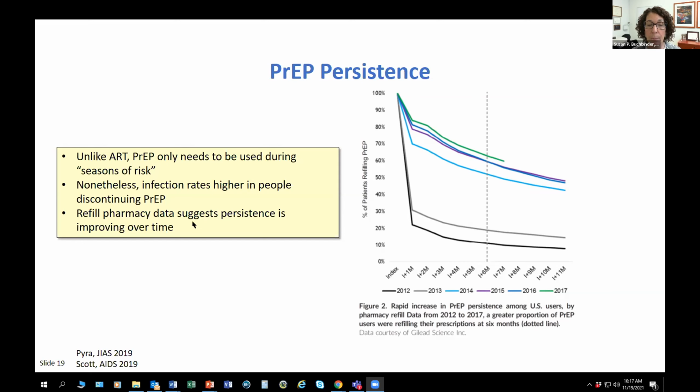And I'm going to show you some data on people stopping PrEP and the high rates of infection in those groups. We have refill or pharmacy data that suggests that persistence is improving over time, however, and these are pharmacy-based data. And you can see that in 2012 here, it was only about 10% who persisted at 6 months. And if you go 2013, 14, 15, 16, 17, we're now up to about 2/3 that persisted at 6 months. So we are doing better year after year, but we still have some room to move.